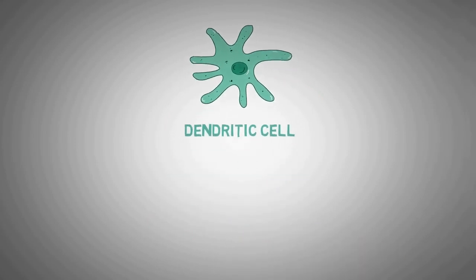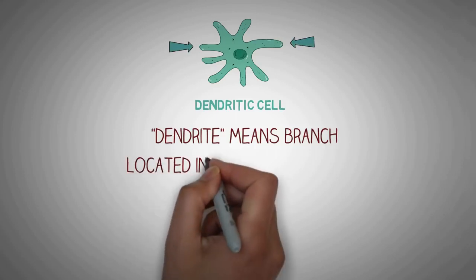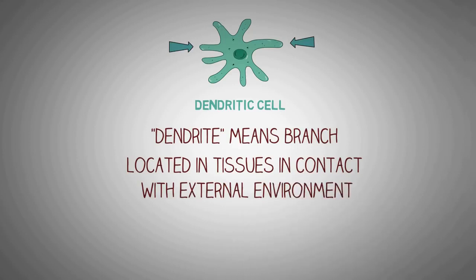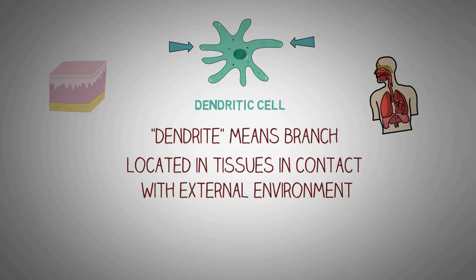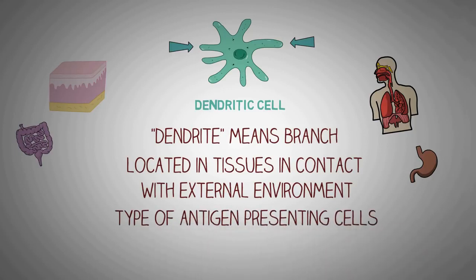The word dendrite means branches, and these cells are known as dendritic cells because they have branch-like projections. Dendritic cells are present in those tissues that are in contact with the external environment, such as the skin and the inner lining of nose, lungs, stomach, and intestines. The dendritic cells are a type of antigen-presenting cells.